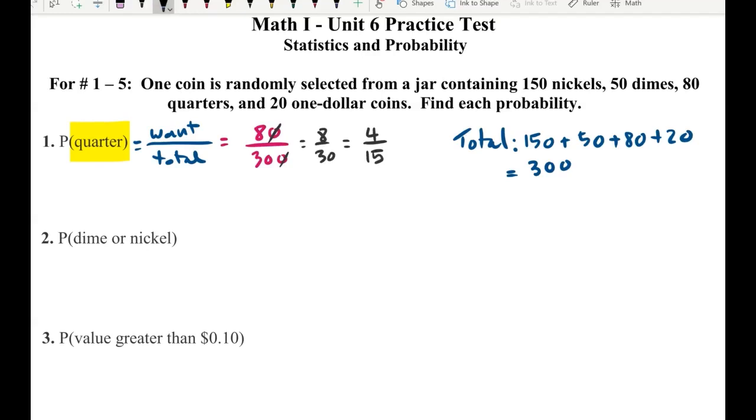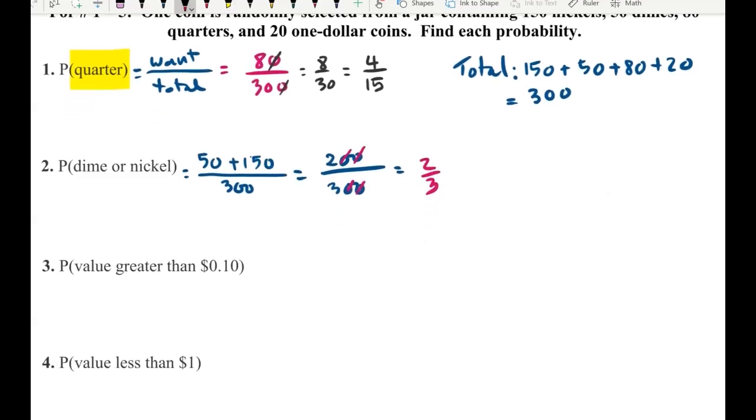Number 2, they ask you for the probability of a dime or a nickel. We have 50 dimes and 150 nickels, so we're going to add them up, over the total of 300 coins. So that will be 200 over 300. And we can reduce it by 100. That will give you 2 over 3 as the answer for number 2.